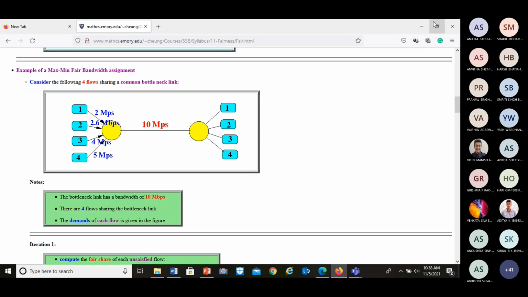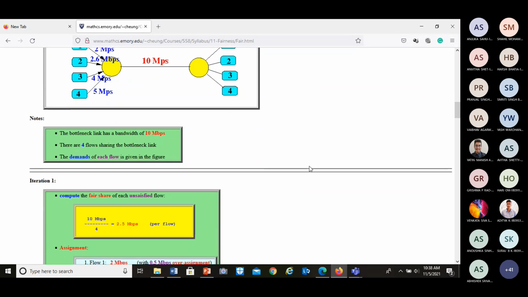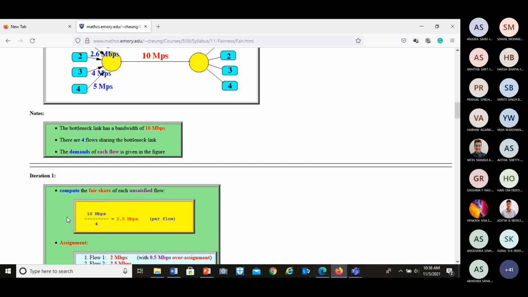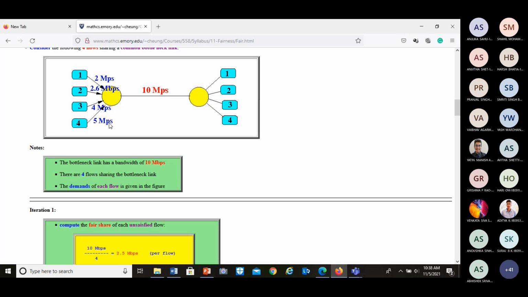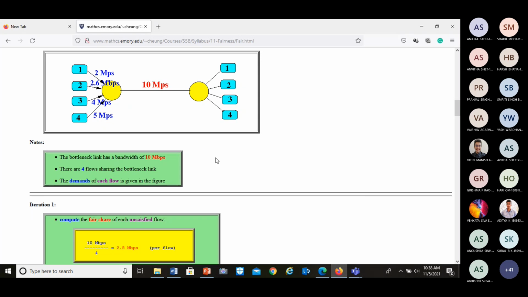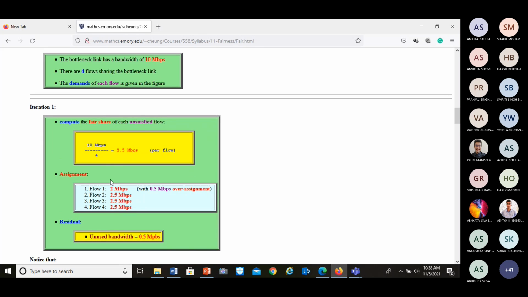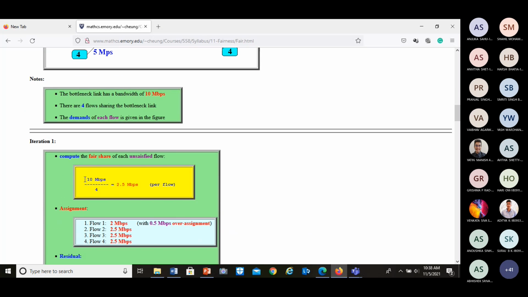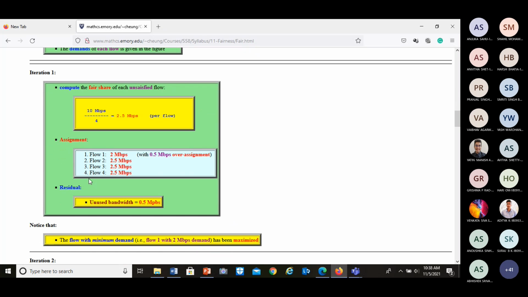Let me write this: 2, 2.6, 4 and 5. When you distribute equally, each one will actually get 2.5. But for the first flow, or the first user, if you allocate 2.5, that will be over-assignment. So the residual is 0.5.